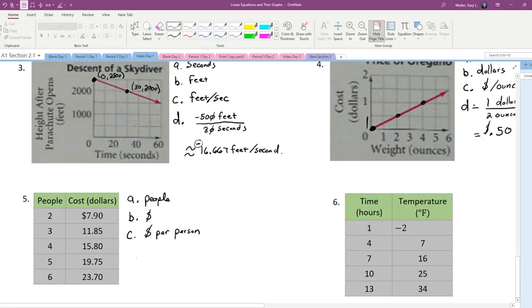And so then what is the actual amount? I'm going to do the change, whatever $11.85 is minus $7.90 divided by the change in people. So 3 minus 2. So my cost went from $7.90 to $11.85 when I went up 1 person. So if I subtract that, I'll just go ahead and use a calculator. Minus $7.90, looks like I'm going up $3.95 per person.